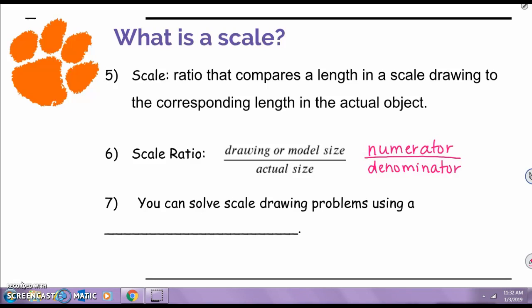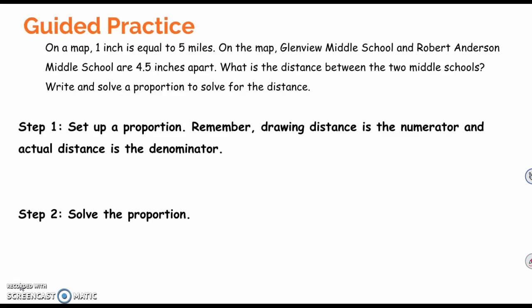You can solve scale drawing problems by using a proportion. So we are going to set up and solve proportions in order to solve for scale drawings. Let's look at some guided practice together. On a map, 1 inch is equal to 5 miles. On the map, Glenview Middle School and Robert Anderson Middle School are 4.5 inches apart. What is the distance between the two middle schools? Write and solve a proportion.